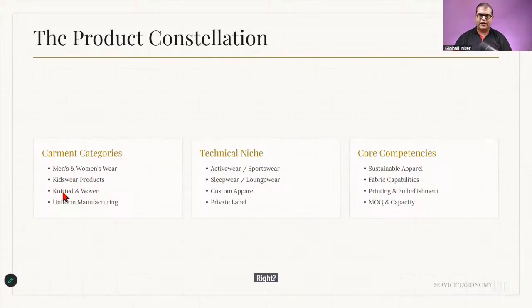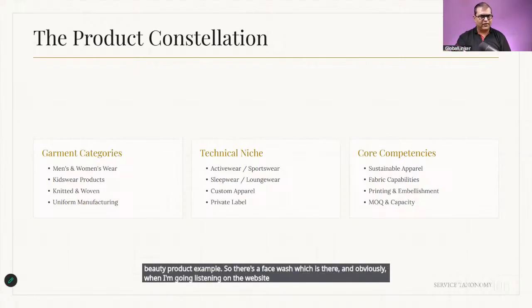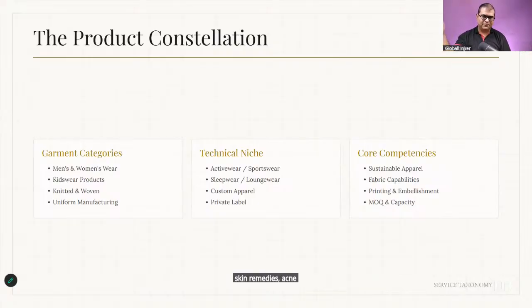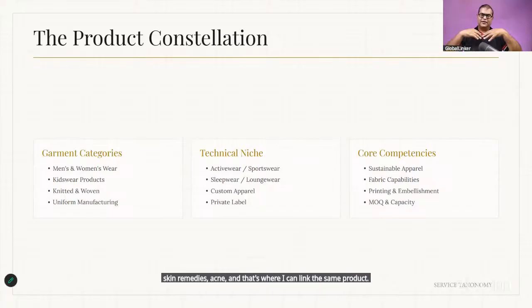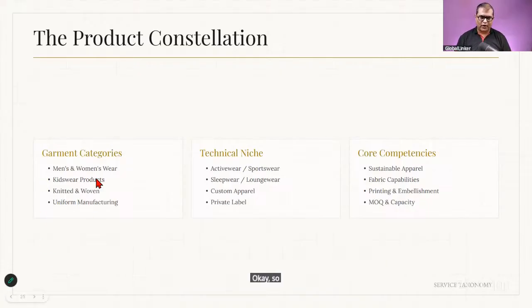Or let's take a beauty product example. So there's a face wash, and obviously when I'm listing on the website, it is under the face wash category. But at the same time, this face wash helps with acne. So I can also have a navigation which is for skin remedies, acne, and that's where I can link the same product. So these are different pathways that you are creating for customers to find and discover that product. Okay, so that is important to do.